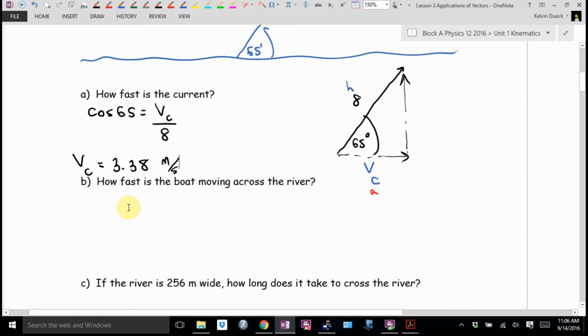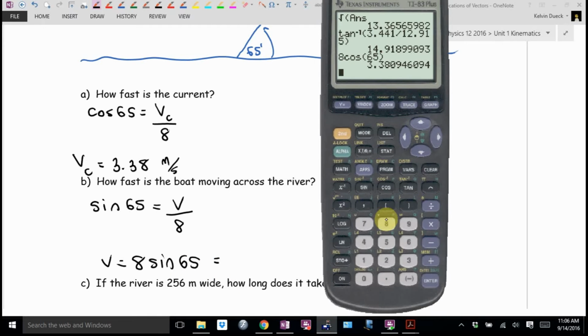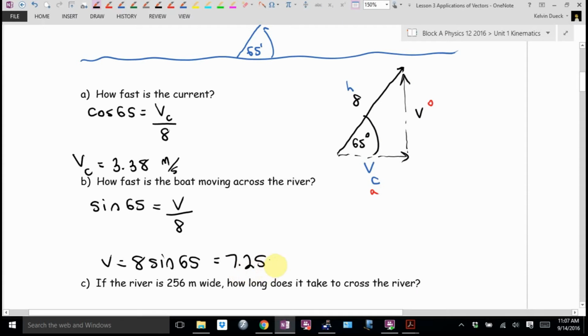Moving across the river. Which velocity is that one? The vertical. Okay. That's going to be this one. That one, opposite, adjacent, or hypotenuse? Which trig function? I'll use the 8 this time. Sine of 65 equals v over 8. How would I get the v by itself? 7.25? Meters per second. Is that okay? Yeah.